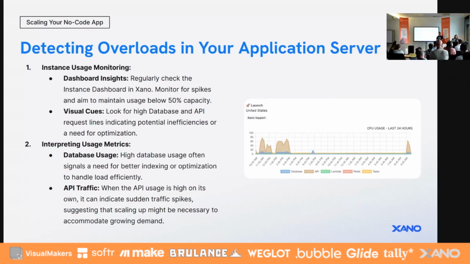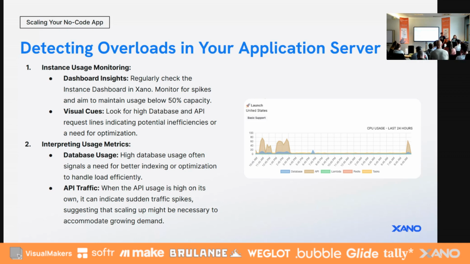So how can we detect these loads, right? How do we know that they are happening? Let's start by looking at instance usage monitoring. One of the most powerful tools at your disposal is going to be the instance dashboard in Xano. Looking at this graph, this is going to monitor our server's resources, right? This dashboard is going to be our first line of defense against any potential overloads. We do recommend that you're continuously monitoring this and checking for usage spikes.